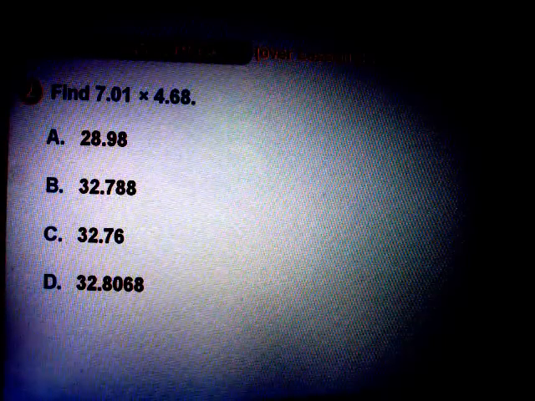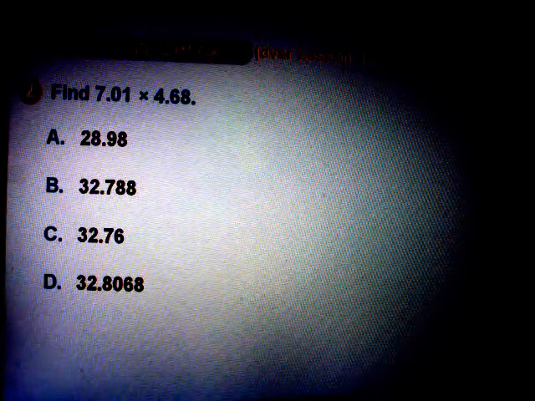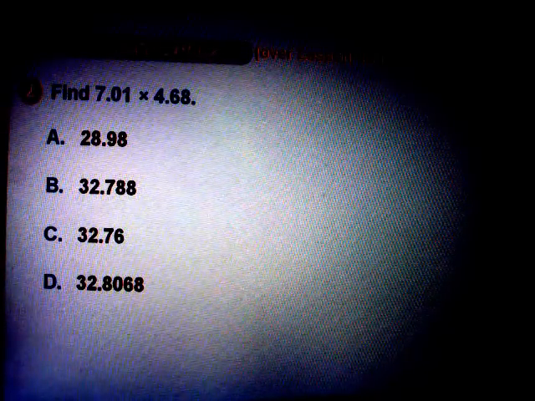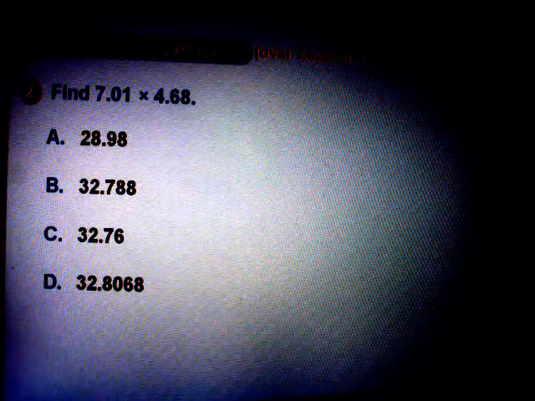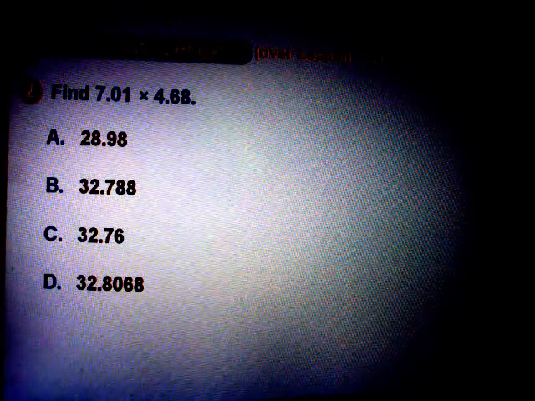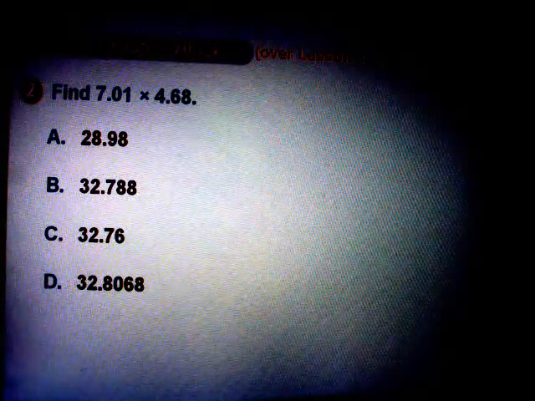Now find 7 and 1/100th times 4 and 68 hundredths. Is the answer A, 28 and 98 hundredths, B, 32 and 788 thousandths, C, 32 and 76 hundredths, or D, 32 and 8,068 10,000ths? And your answer is?